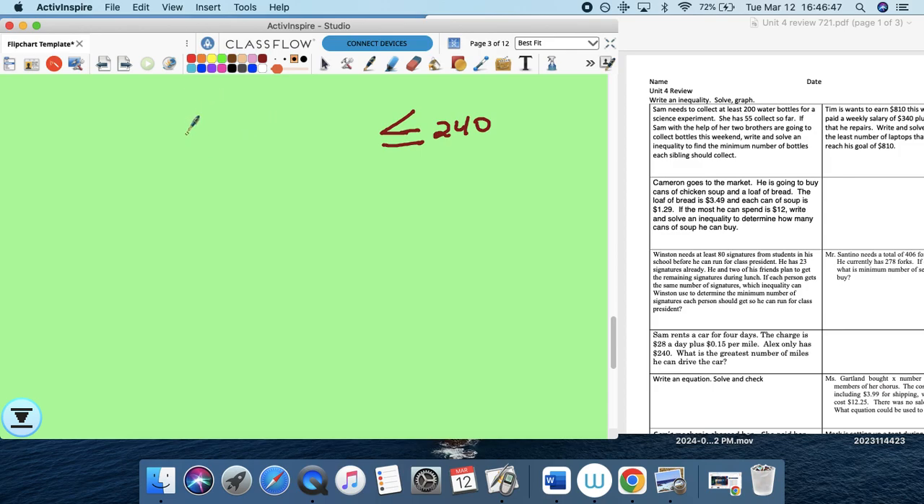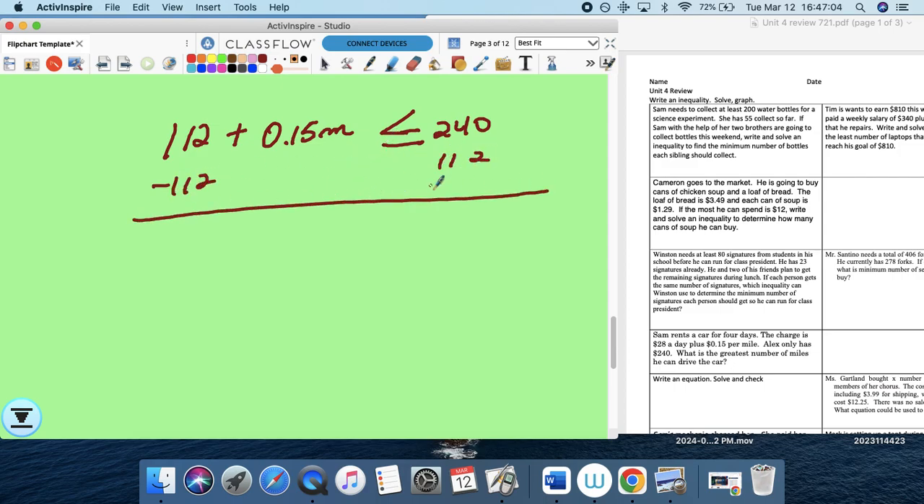Well, what is he going to spend on the car rental itself? It's 28 times 4, right? And that's going to be $112. So $112 plus 0.15 per mile. Well, minus 112, minus 112. So from the 240 that he has to spend, we're going to take the car rental charge. So 240 minus 112, and that's going to leave him with 128. And that's how much he has left. Right, so how many miles can he drive with $128 and every mile costing 15 cents?